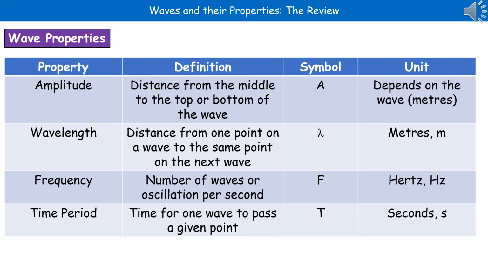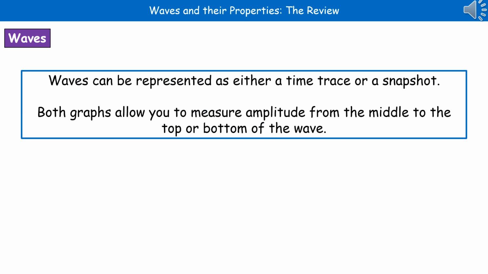Amplitude is the distance from the middle to the top or bottom of the wave, and that's usually in meters but does depend on the wave for its units. Wavelength, the distance from one point on a wave to the same point on the next wave, and that is measured in meters. The frequency is the number of waves or oscillations per second, measured in hertz. And the time period is the time for one wave to pass a given point, which is given in seconds.